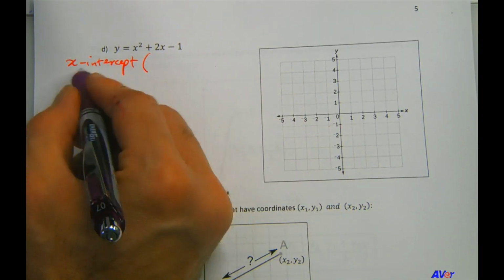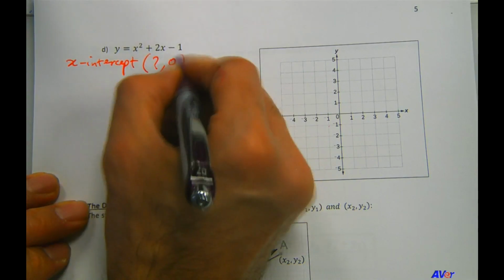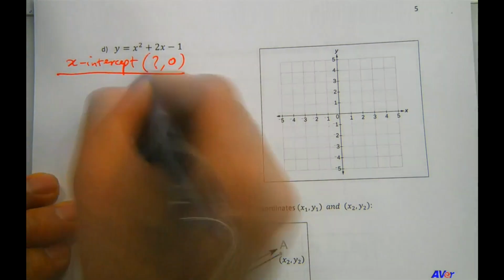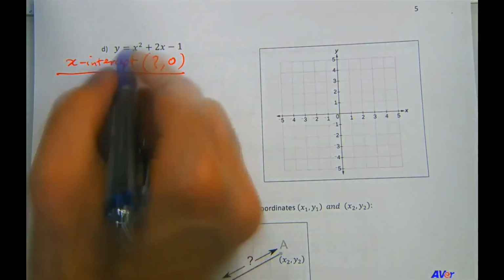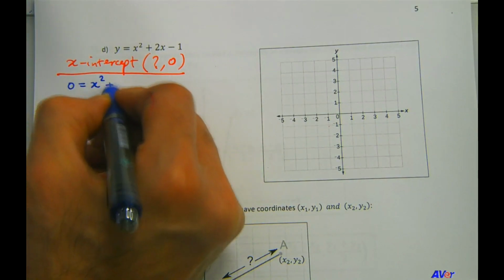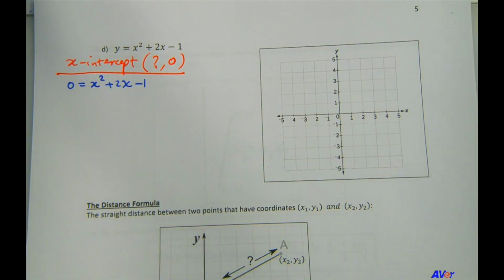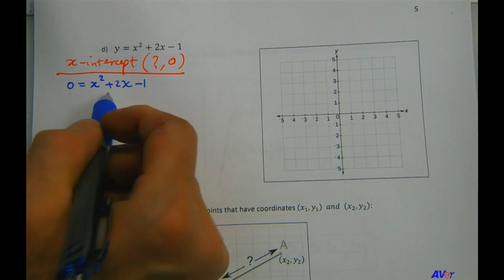Which component is 0 for the x-intercept? The y component. And the x value we're going to need to find. So let's plug in y with 0 and solve for x. This is a prime quadratic equation. A prime quadratic equation is a quadratic equation that cannot be factored. If it cannot be factored, how can we find the solutions of it? How can we find the x values?